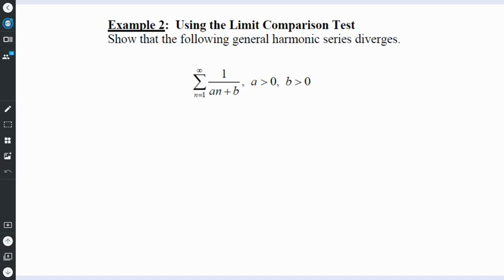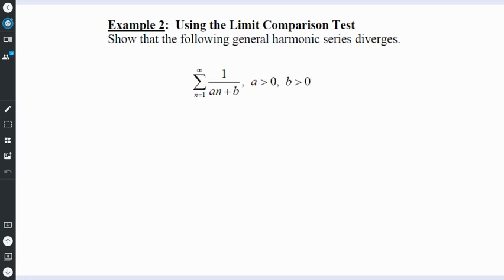Anyway. Alright, what about this one right here? Okay, I don't see any number other than 0 and 1. How in the world do I do this? Okay. Well, first of all, is this geometric? No. Can I use the nth term test?